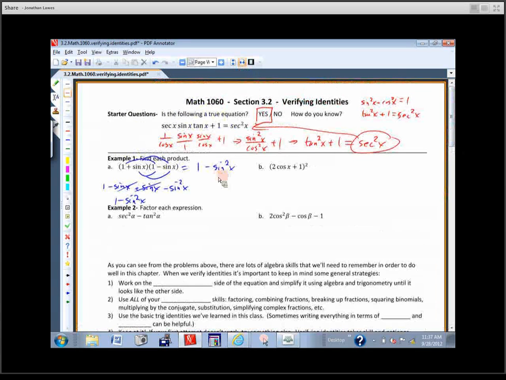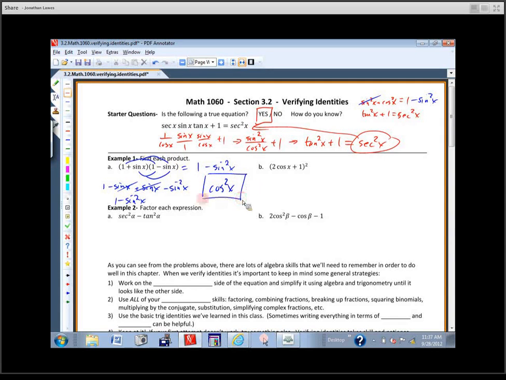If there's a trig function squared, that's a clue that it might be able to be simplified or rewritten using a Pythagorean identity. So let's take this one right here, sine squared plus cosine squared equals 1. If I move the sine squared to the other side, I'd have this. And wherever there's a 1 minus sine squared, what can I put? I can put cosine squared. So the answer on this problem is cosine squared of x.